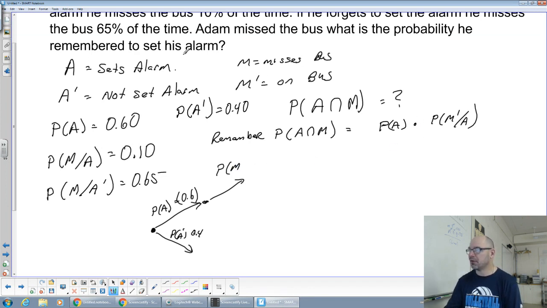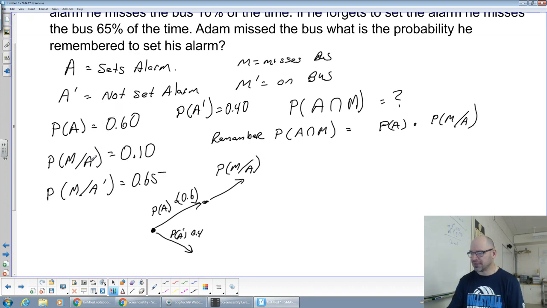Or did I put? Oh, he's not on the bus. What is the probability he missed the bus? So this is just an M. Sorry, guys. He missed the bus. He did not get on the bus. So fix that up. That's not a prime there. Okay? Because it's the probability that he missed the bus, right? Given that he set the alarm. So we want the probability that he missed the bus, given that he set the alarm.